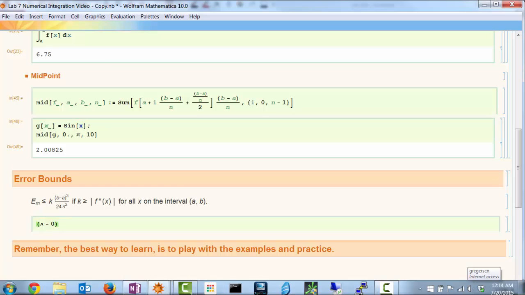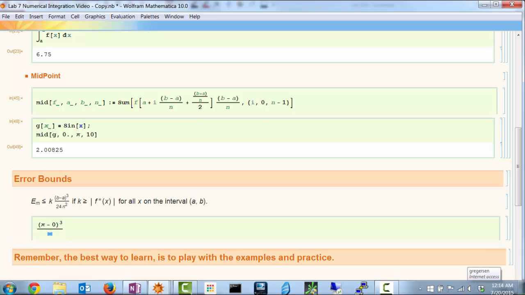So I know those values, and it looks like I'm cubing that. And that's divided by 24 times n squared, but in this case I just used 10 intervals, so that's 10 squared. So I know all those values. The only thing I don't know is this value of k. But once I figure that out, I could run this cell and figure out what the maximum value of the error was. I would have my error bound.